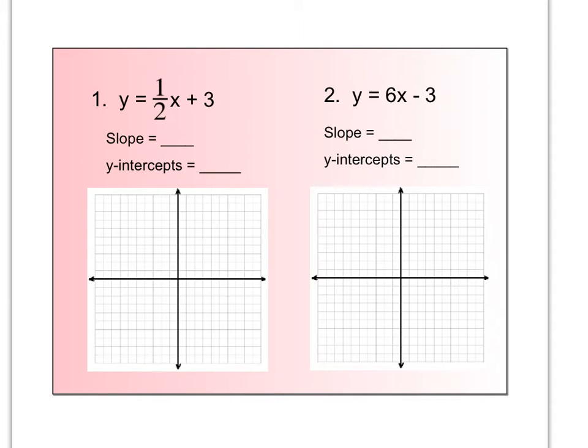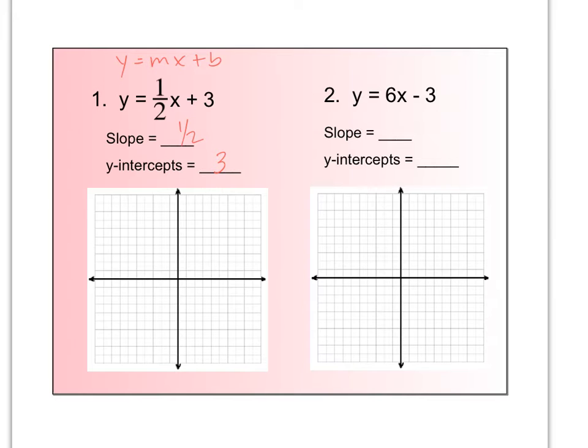So if you take a look at number 1, it says y equals 1/2 x plus 3. Can you tell me what the slope is? Well, remember, y equals mx plus b. m is the slope. So in this case, 1/2 is in the m spot, so 1/2 is the slope. The y-intercept is 3.